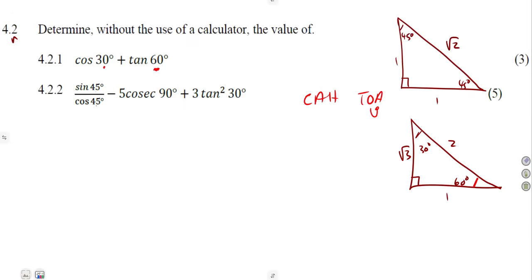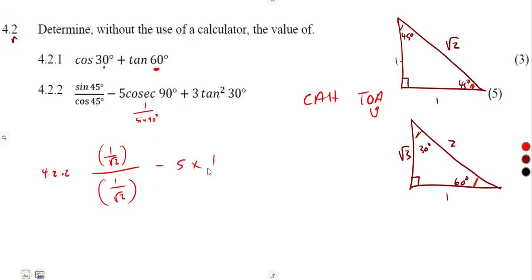Then 4.22. Remember, sine 45 and cos 45, they are equal, all right? Sine 45 is opposite over hypotenuse, 1 over square root of 2. Cos is adjacent over hypotenuse, same thing, 1 over square root of 2. All right, minus 5 cosec 90, cosec means 1 over sine. Sine 90 degrees, remember, this is a special angle. Sine 90 is equal to 1.